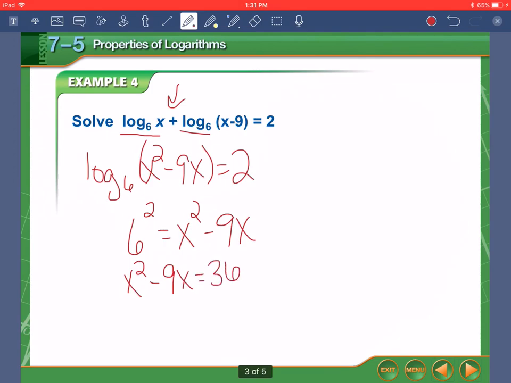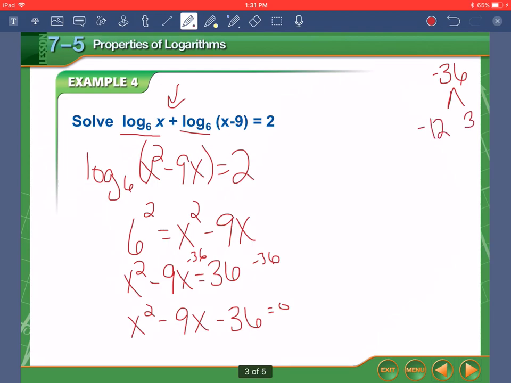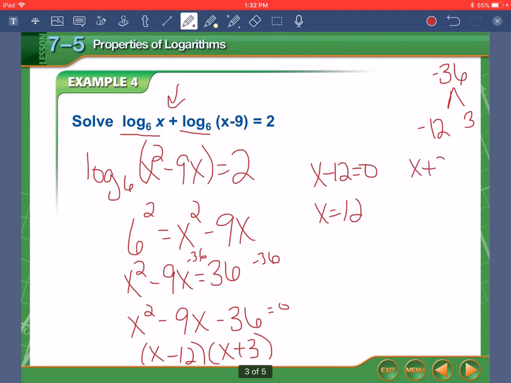So this is x squared minus 9x equals 36. I need everything on the same side of the equal sign, so I'm going to subtract 36. So I'm dealing with a quadratic, x squared minus 9x minus 36. So I need factors of negative 36 that add up to negative 9. So that would be negative 12 and positive 3. So x minus 12, x plus 3. And now I'm going to set each one equal to 0 and solve. So x minus 12 equals 0, so x equals 12. And x plus 3 equals 0, so x equals negative 3.